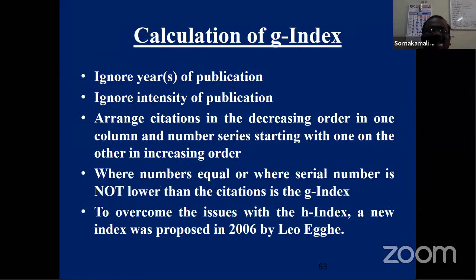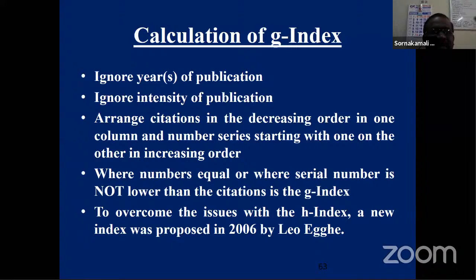There are some anomalies in the H index. Sometimes scientists use the G index. The G index is a Google citation index, but most funding agencies do not trust the G index. They always trust the H index. So what are the features of the G index?